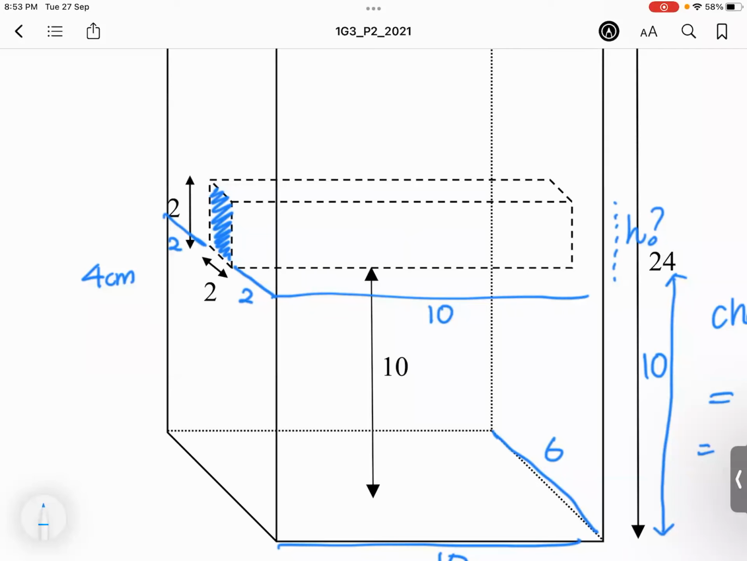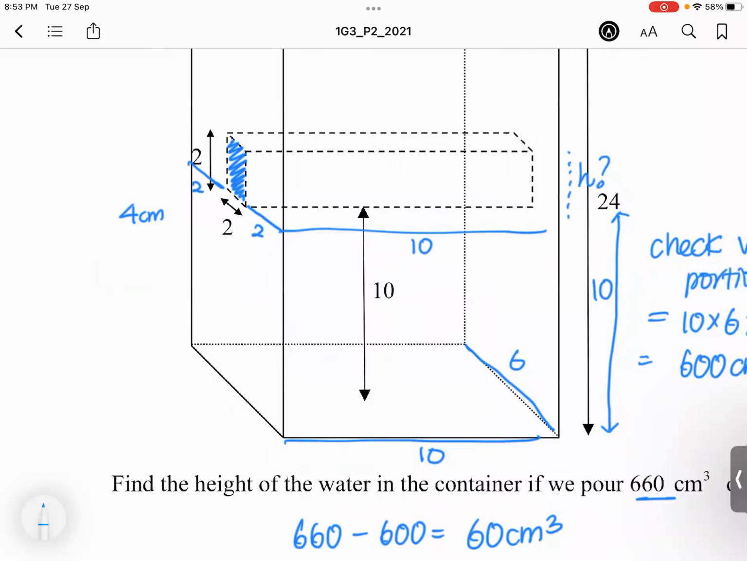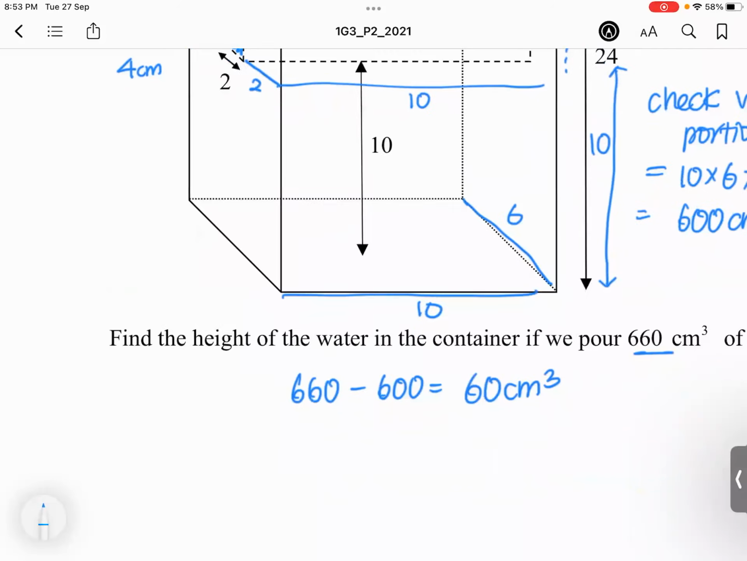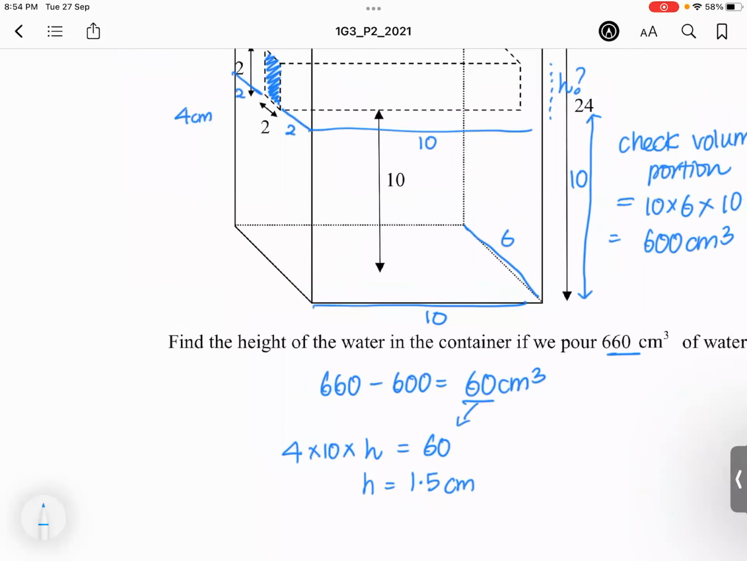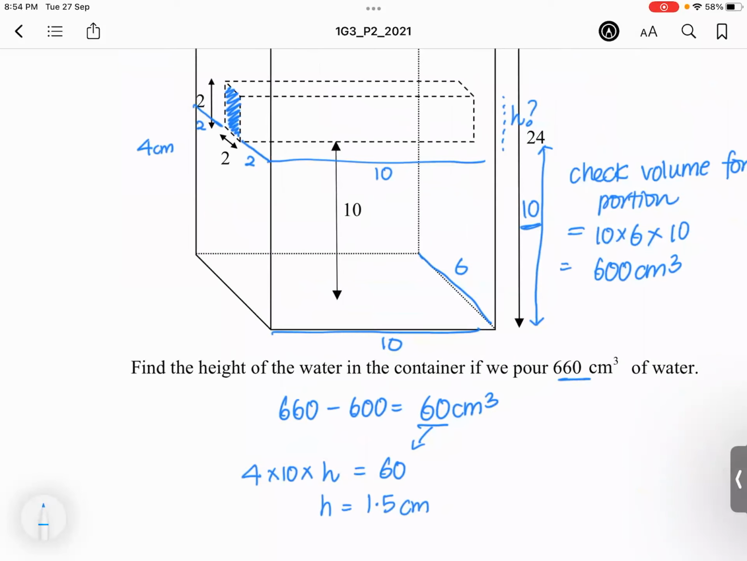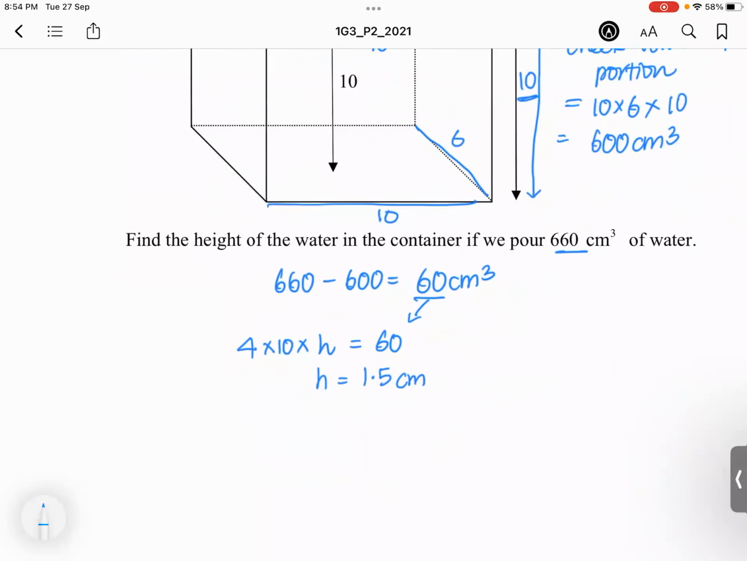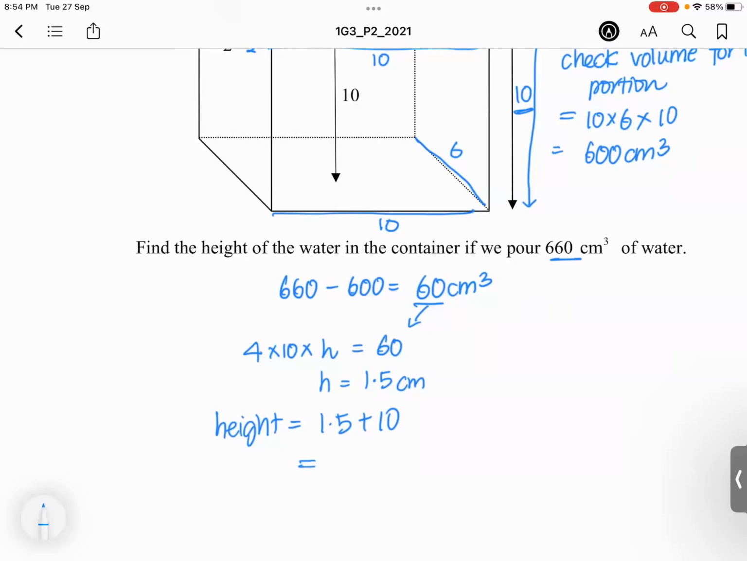Okay, what do I like to do? I let it be h. So in this case, 4 times 10 times this small portion of height must be containing the 60 cm cube of water. You work backwards, you divide away by 40, you'll get your x, the height over that portion to be 1.5 cm. But remember, we already filled up 10 cm of water. So the total height of the water is equal to the, yes, correct, 11.5 cm. So please remember to include it back.